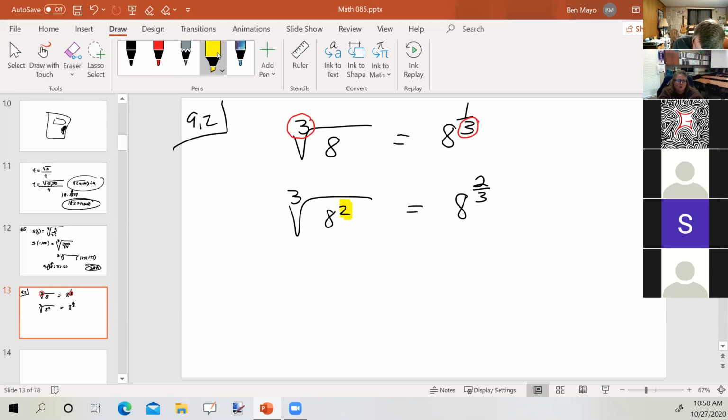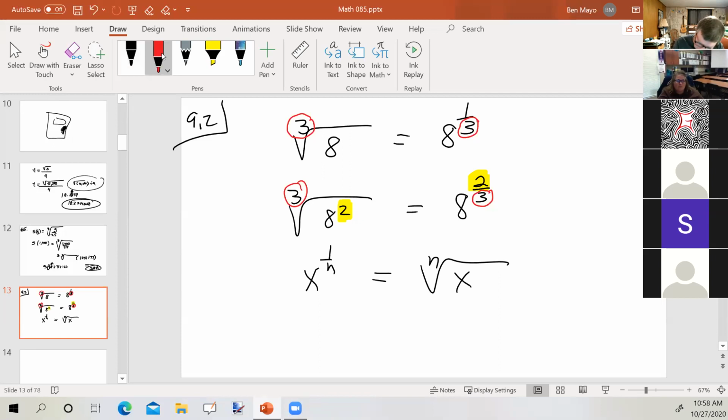So the exponent is still there on top. The index becomes the denominator of the exponent. So the cube root of 8 squared would be 8 to the 2/3 power. So we can do a problem using radical notation. We can do a problem using exponential notation. Any questions so far? All right. So in general, we could say x to the 1/n power is equal to the nth root of x. Again, the denominator of the exponent is the index, or the index is the denominator of the exponent.